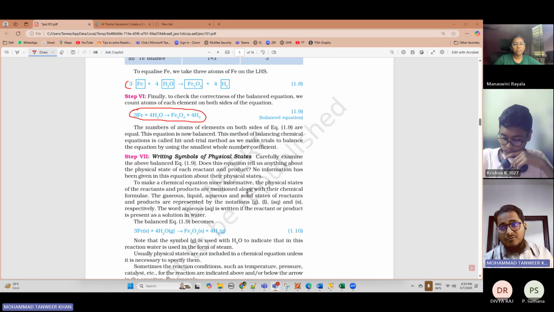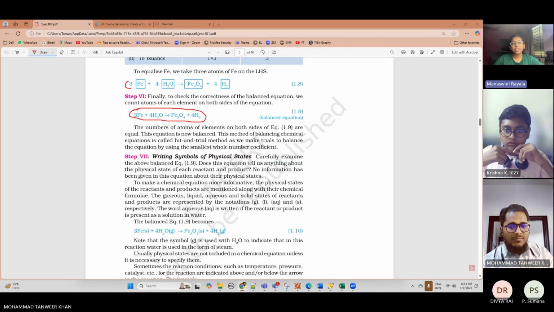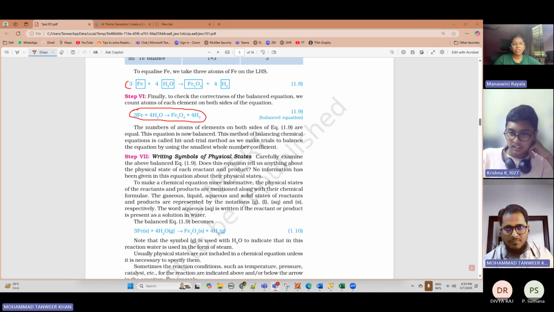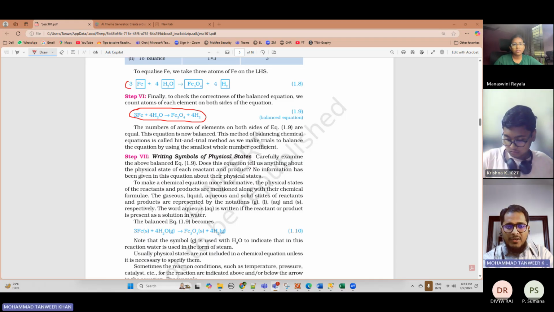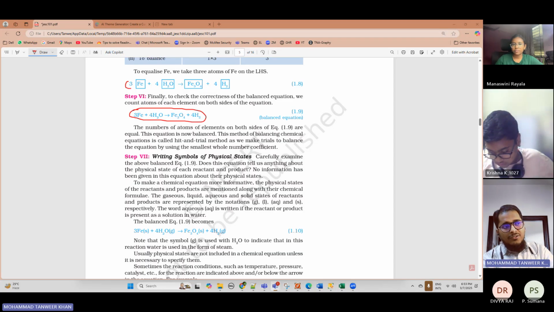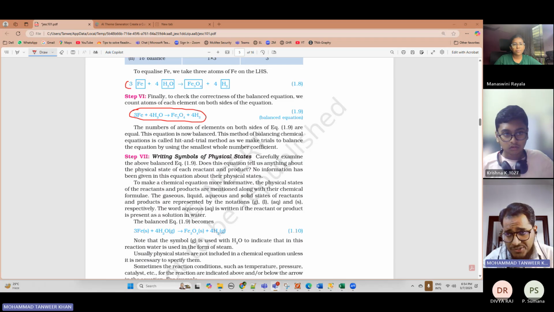Now, what is the meaning of physical states? We studied yesterday, no? The physical state can be solid, liquid, or gas, like how they are present in nature, or the texture of the element. The state they're present in is known as physical state. So generally we have solid, then liquid, and then gas. I think you might have studied this earlier as well, right?